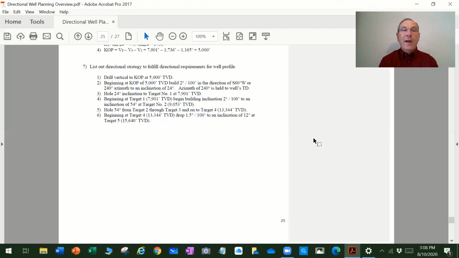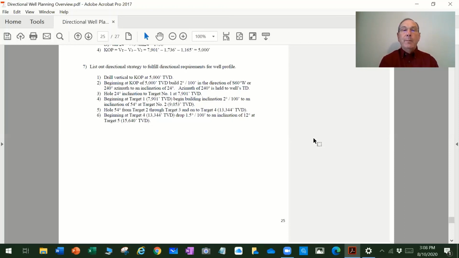So step number 5 is we hold 54 degrees from target number 2 all the way to target number 4. So we hold 54 degrees from target number 2 through target number 3 to target number 4, which is at 13,344 feet TVD.